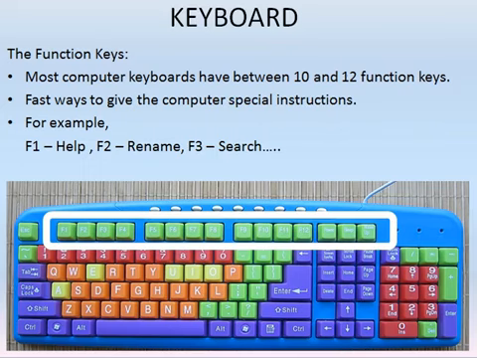Next we have the function keys. Most computer keyboards have between 10 to 12 function keys, and these are special instructions which are fed in already in the computer. Example, if we press the F1 key, the computer assumes that we need help, so it provides us a help window. If we press F2, then we can rename a particular file. If we press F3, Windows gives us a search window for searching any particular file or folder on our computer.